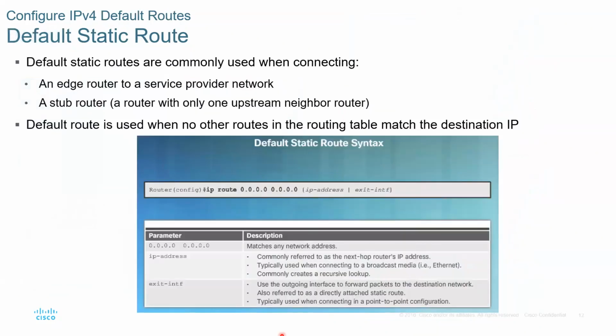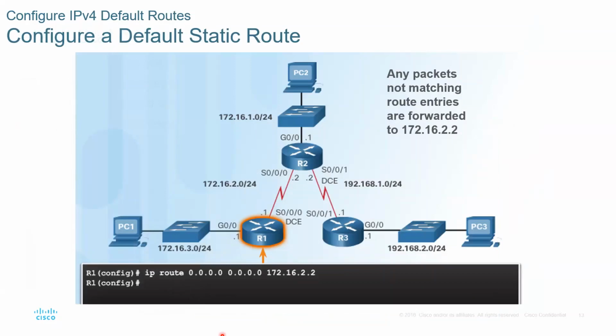Default static route, this will send all traffic to the next hop address or out the local interface. It's privilege mode, config T, IP route quad 0 space quad 0, either next hop address or exit interface. Configuring a default static route. See here we're in, once again, privileged mode, config T, IP route quad 0 space quad 0 next hop address. This will forward all traffic to the next router.